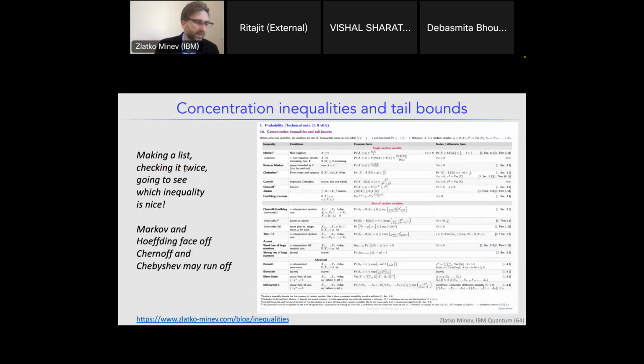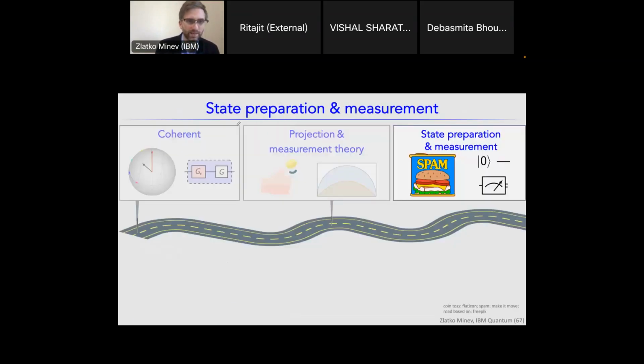A lot of this relies on various inequalities. So if you need a reference, this is a good place to look. You can take a screenshot or go to the website.